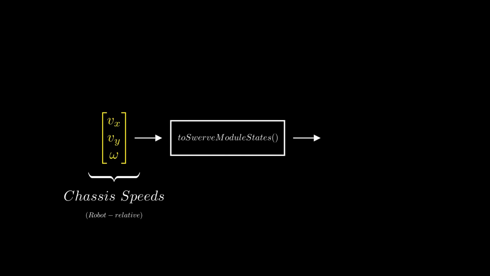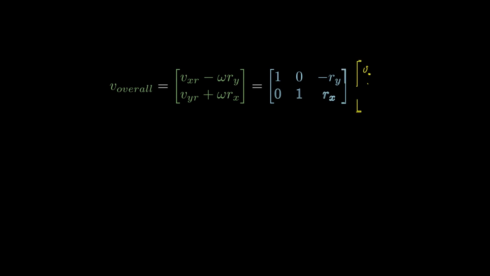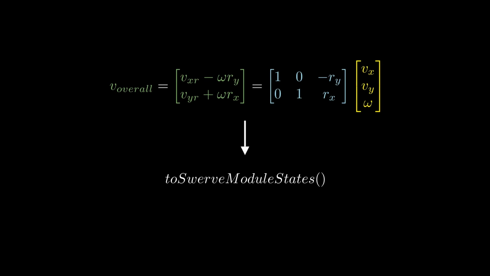However, the way this is implemented in WPILib allows us to simply pass in chassis speeds, or Vx, Vy, omega, and instantly get this overall velocity vector. The process we went through to derive this vector can be compressed into one simple matrix. This is pretty much how the toSwerveModuleStates method in WPILib ties everything nicely together.